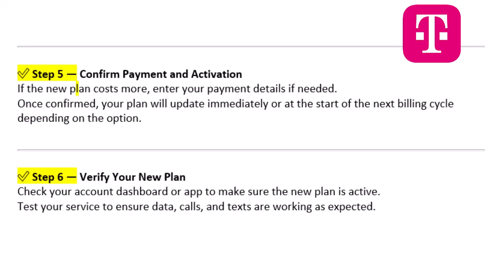Step 6. Verify your new plan. Check your account dashboard or app to make sure the new plan is active. Test your service to ensure data, calls, and texts are working as expected. And that's it! Your Metro by T-Mobile plan should now be updated to fit your needs.